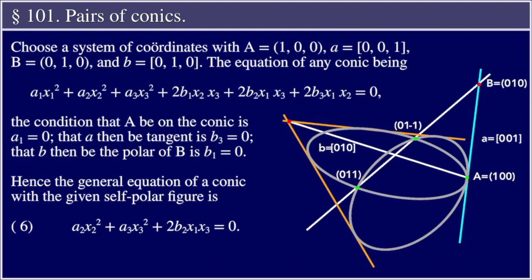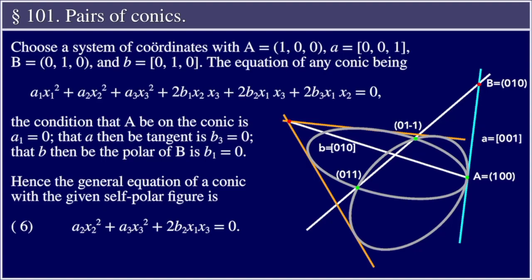Choose a system of coordinates with A equal (1,0,0), A equal (0,0,1), B equal (0,1,0), and B equal (0,1,0). The equation of any conic being a1 x1 squared plus a2 x2 squared plus a3 x3 squared plus 2 b1 x2 x3 plus 2 b2 x1 x3 plus 2 b3 x1 x2 equals 0.